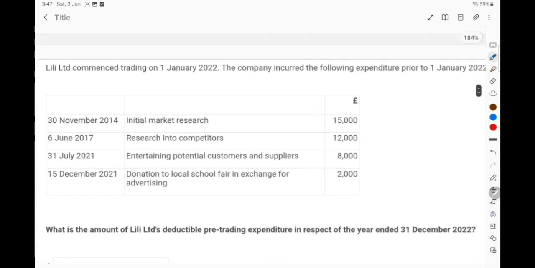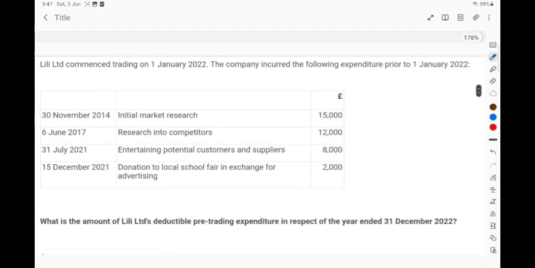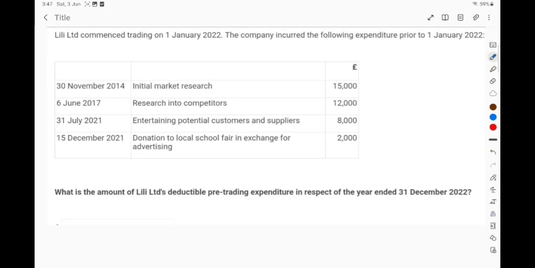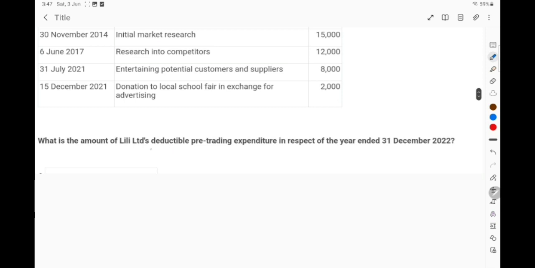Next question is, Lilly Limited commenced trading on 1st January 2022. The company incurred the following expenditure prior to 1st January 2022: initial market research into competitors, entertaining potential customers and suppliers, and a donation to a local school fair in exchange for advertisement. What is the amount of Lilly Limited's deductible pre-trading expenditure in respect of the year ended 31st December 2022? The expenses allowed as pre-trading expenditure are research into competitors and the donation to the local school fair in exchange for advertisement. So the total amount of 14,000 is said to be pre-trading expenditure.